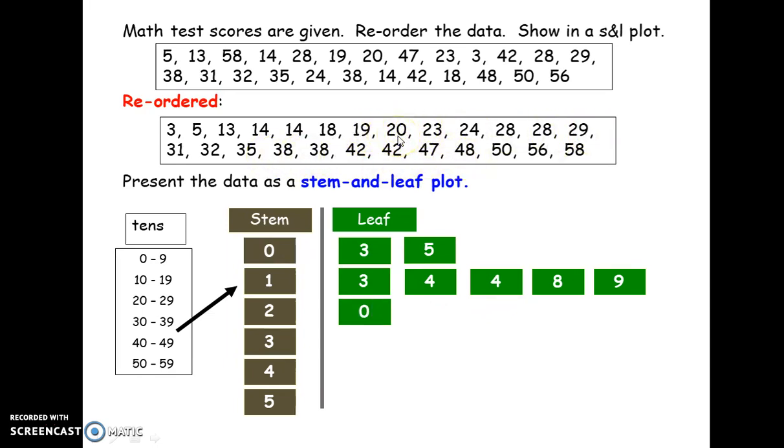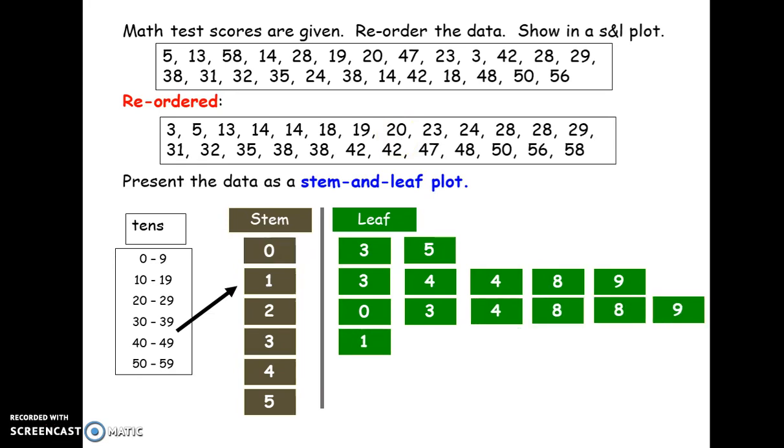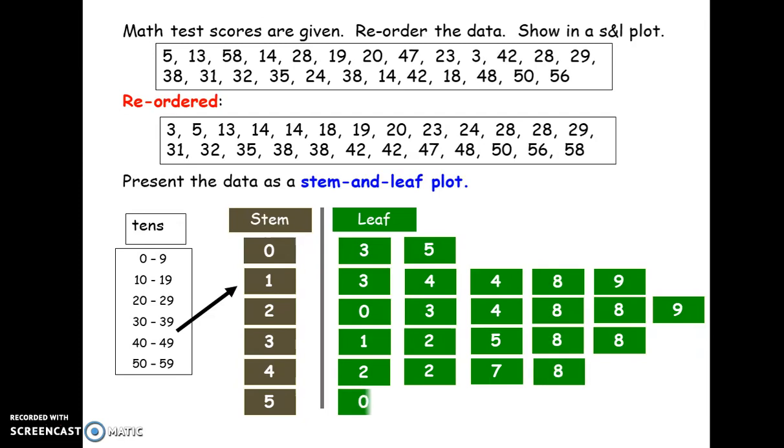We have 20. There's 28, again, 29. Now we're in the 30s. Now we're in the 40s. And finally, the 50s. 50, 56, 58. There's all our data. There's a good looking stem and leaf plot.